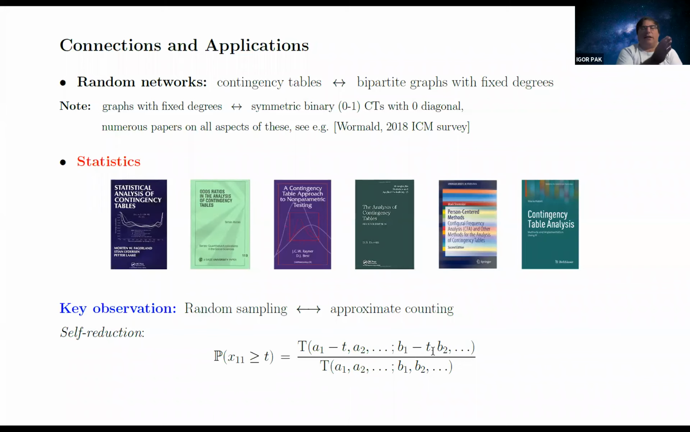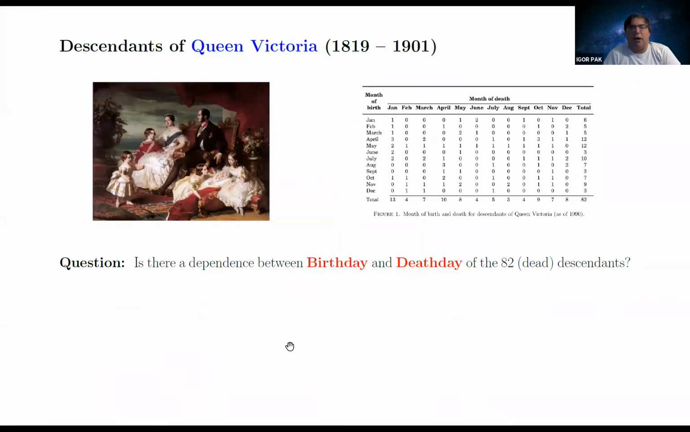And so if you have access to random contingency tables, that gives you information about the ratios on big and smaller numbers of contingency tables. And therefore, you can approximate the number of contingency tables sort of by recursion going down. And vice versa, that's an easier direction: if you do have some information about the number of contingency tables, you can conclude some information about probability.